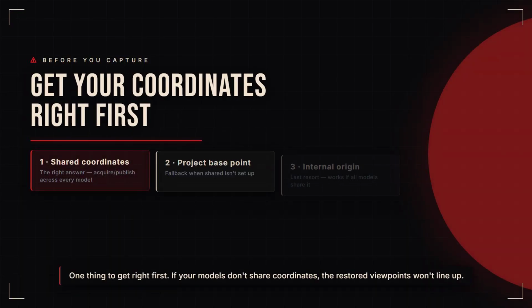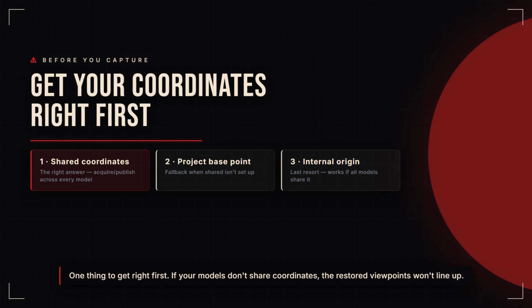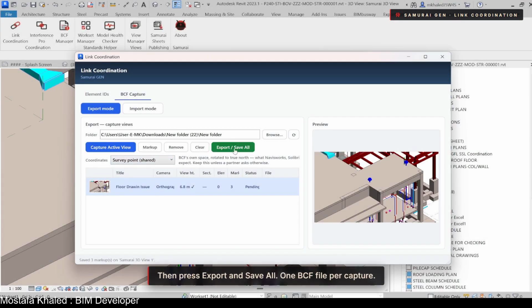One thing to get right first. If your models don't share coordinates, the restored viewpoints won't line up. Put them all on shared coordinates, or use the base point instead. Then press Export and save all. 1 BCF file per capture.